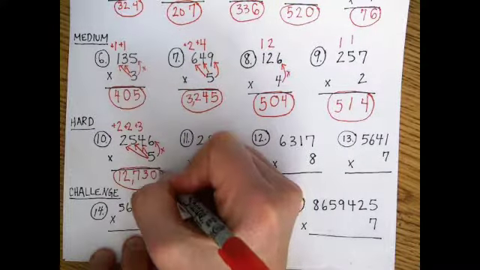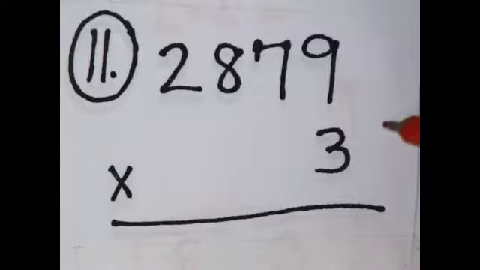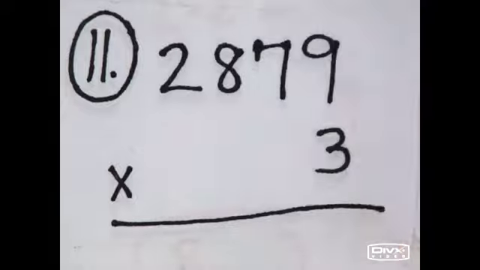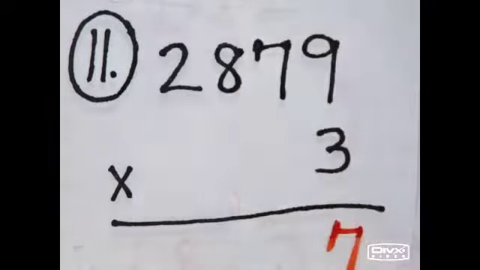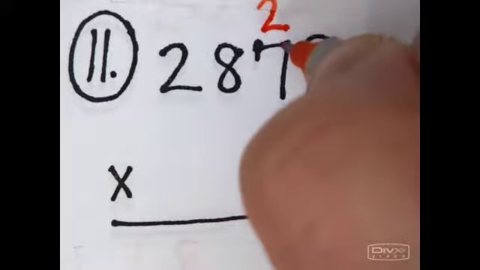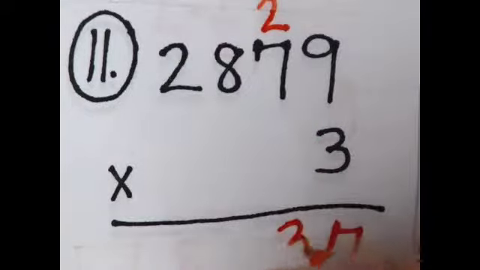So you see the process is exactly the same. We just have to do it longer. Okay, so for number 11, we're going to do 3 times 9, which is 27. Put down the 7, carry the 2. 3 times 7, which is 21, plus 2 is 23. Down the 3, carry the 2.